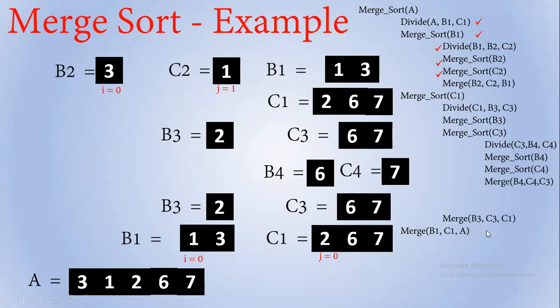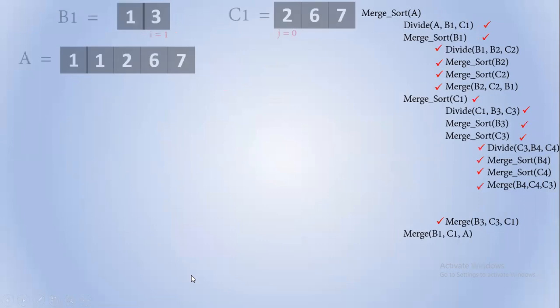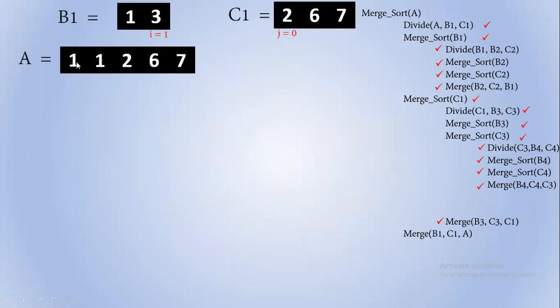B1 and C1 back to A. So this is the final step. In that one, we have two variables i and j. So this is compared with the first element. Okay, so this is the first step. The first element of array A will be set to 1 and this will be incremented by 1. So i will become 1. In the next step, what will be compared is this element and this element. That means B1 at 1 and C1 at 0.